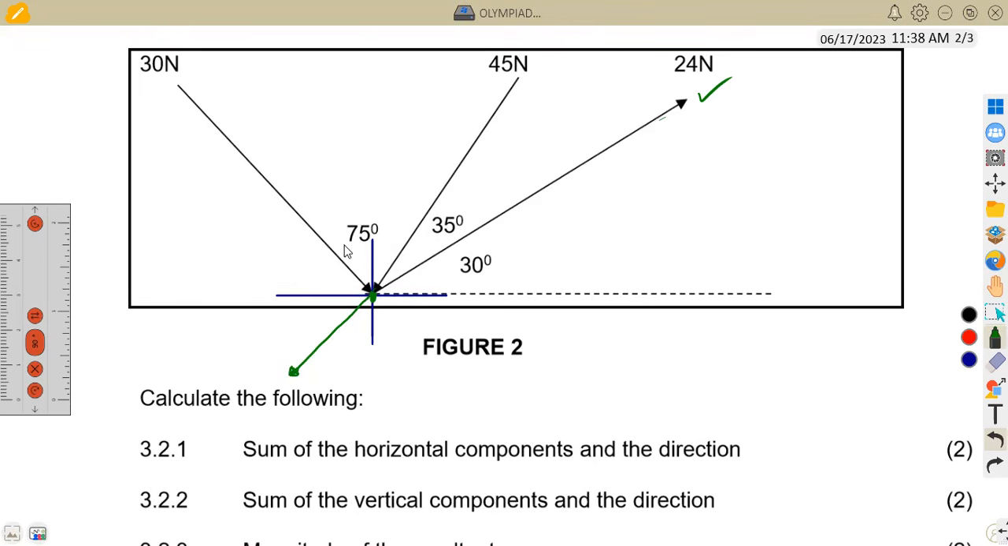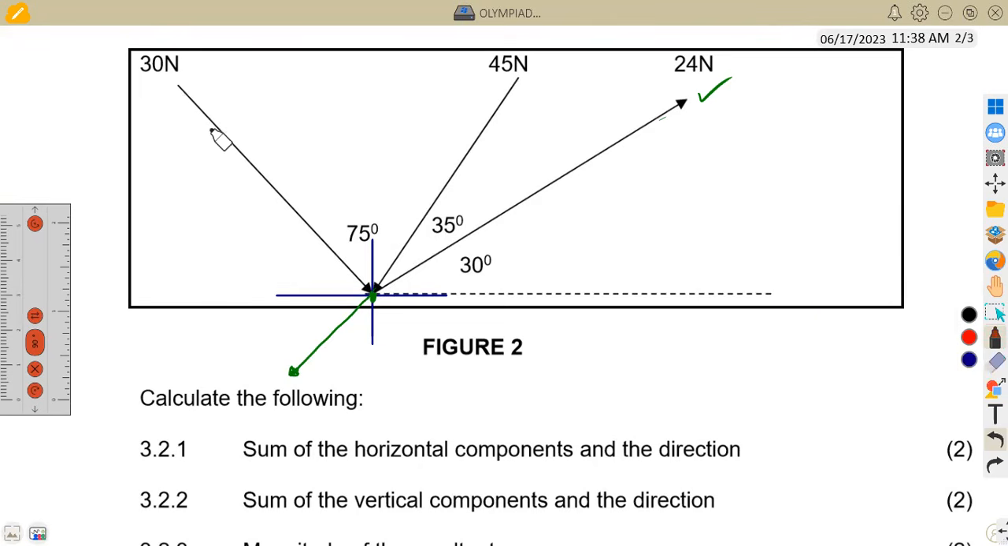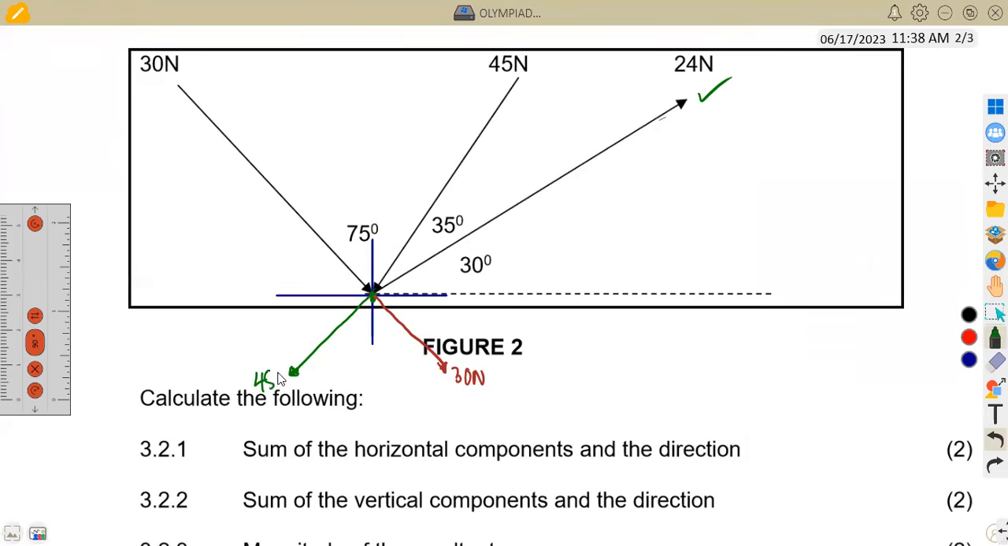All right. The same thing is going to happen with the 30 Newton, it's pointing into the point. So we are going to extend this one out like this, so that it is going to point outside. So this is our 30 Newton, and the other force that you are given here is the 45 Newton.